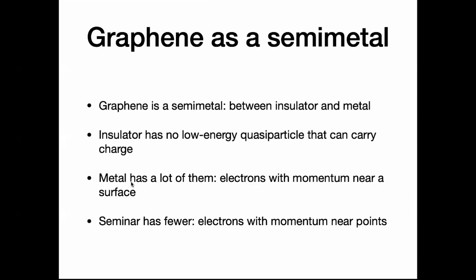charge. So in a metal, the low energy degrees of freedom are electrons that have momentum near a surface. So the momentum is a three-dimensional vector. And in a metal, the low energy degrees of freedom are the electrons where the momentum is located on or near a surface, a two-dimensional surface in three-dimensional space. It's called the Fermi surface.